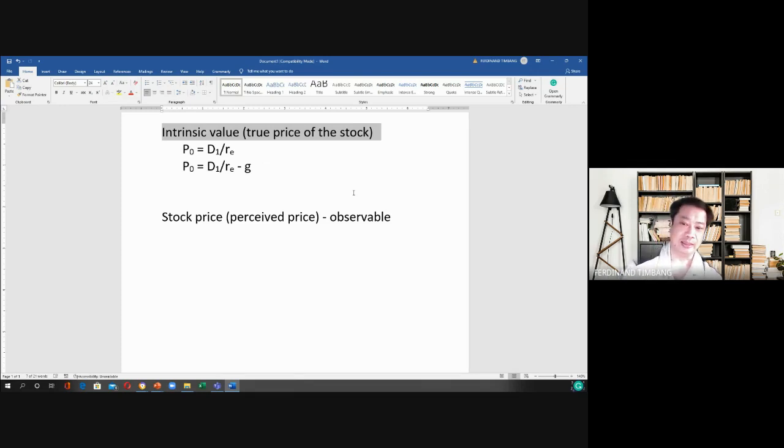Now, the difference when it comes to the stock price is that we are using the perceived price of the stock. So this is something that can be observed, while the intrinsic value you cannot observe at all, because you have to compute the price of the stock using the different valuation models. But for the stock price, we're saying that it is based on the perceived price of the stock, something that can be observed. So where can we get the information for this one? We can see this from the newspaper.